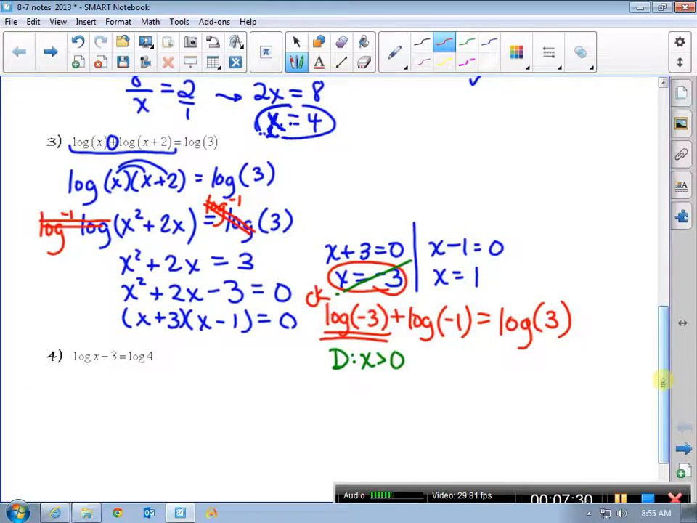Let's try the 1. Log of 1 plus the log of 3, those will work out all right.